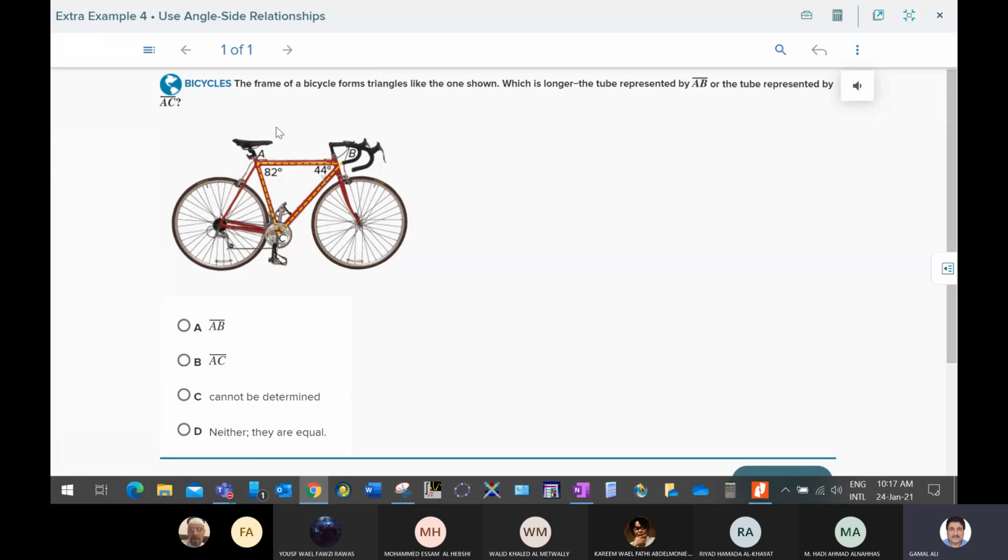The frame of a bicycle forms a triangle like the one shown. Which is longer, the tube represented by AB or the tube represented by AC? Can you see the triangle? A, B, and this is C. This angle is 82. This angle is 44. What is the measure of angle C? Add 82 plus 44, then subtract it from 180.